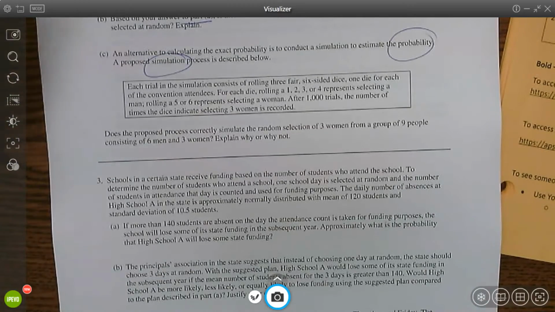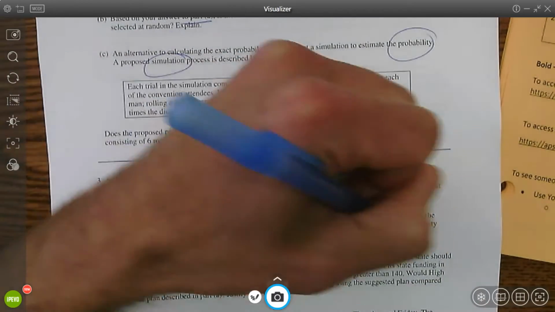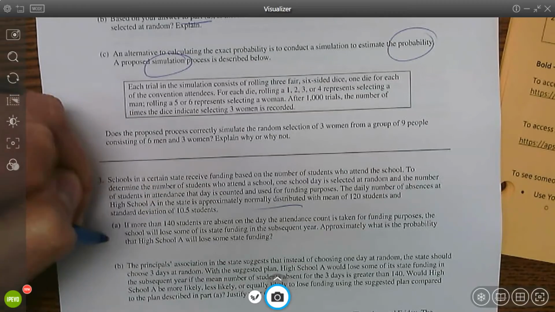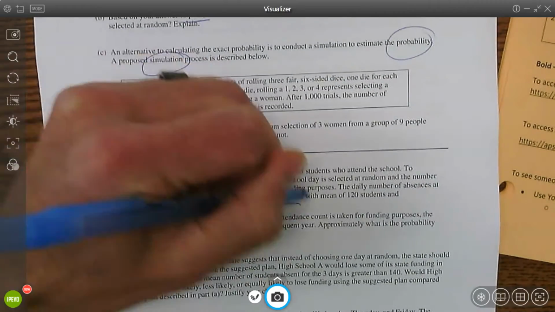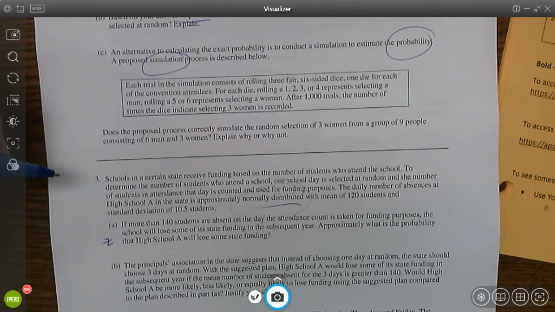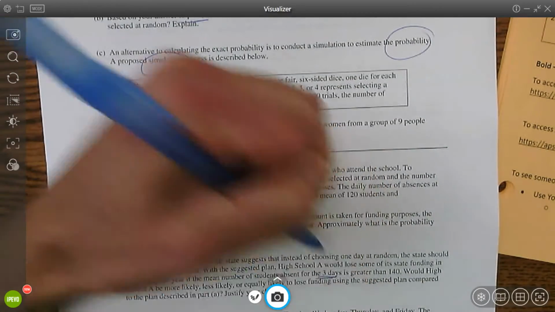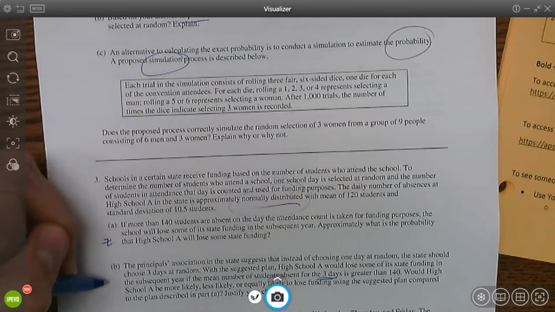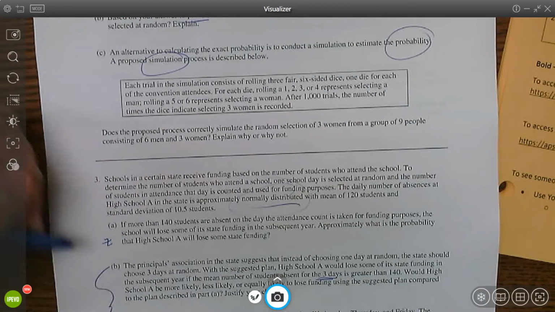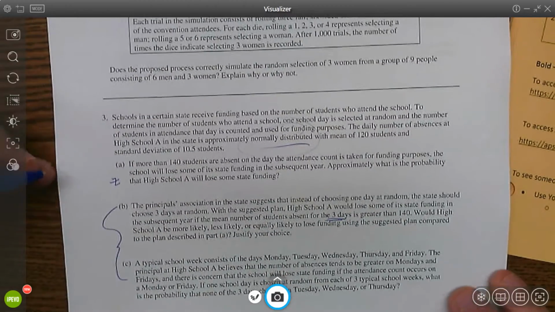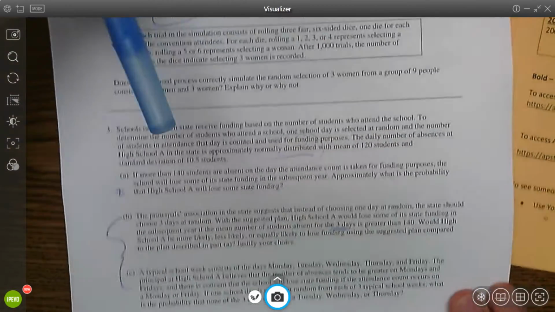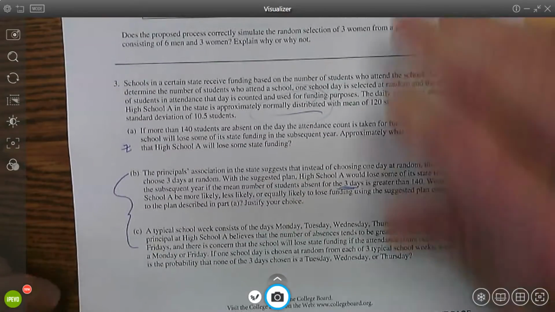Part 3, or question 3, we have a normal distribution. What's the probability that it'll lose some funding? This looks like a z-score, maybe, because they're talking about normally distributed. Then they get into this idea of we're going to take a sample of 3 days. So this starts to get into parts B and C, a sampling distribution, because now we're looking at a random sample bigger than just one.